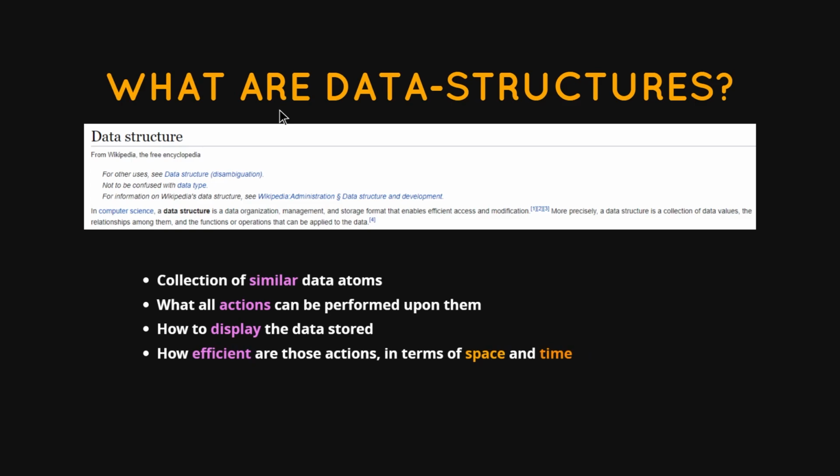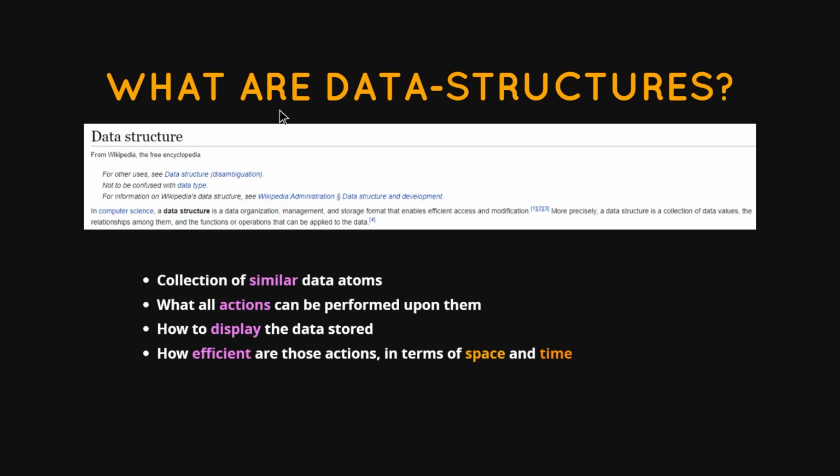Finally, the most important thing is how efficient the actions mentioned in the previous point are. We measure efficiency in terms of space and time, which we often call space complexity and time complexity. So we should be aware of the space and time complexities of each action and each data structure, so that we can choose the right data structure for the right requirement. There is no single universal data structure that can be used in every case, and hence we have so many of them. We have to choose the precise one that matches our requirement.